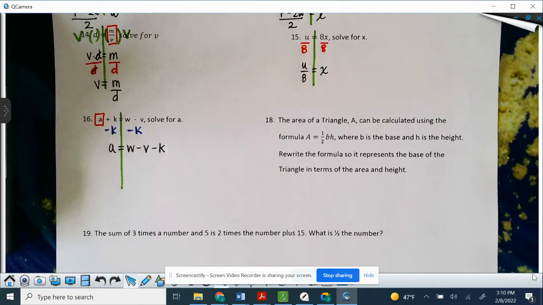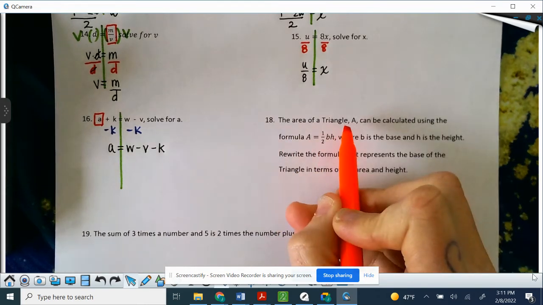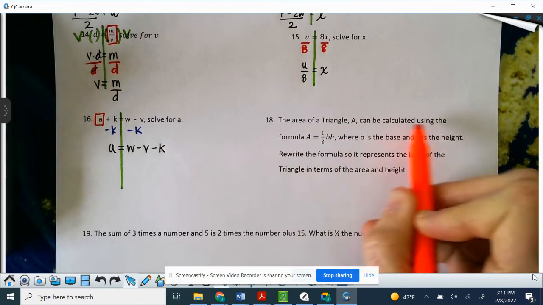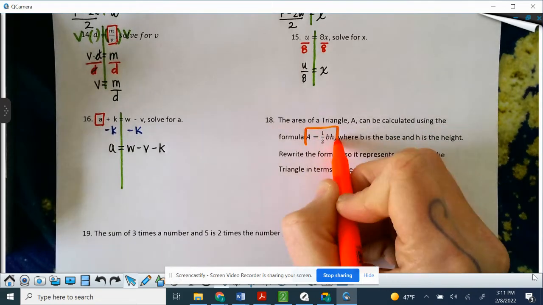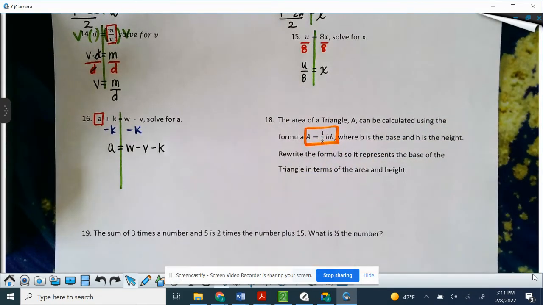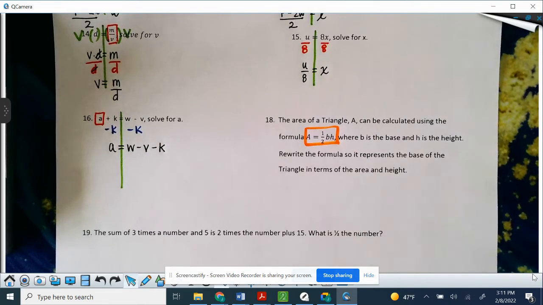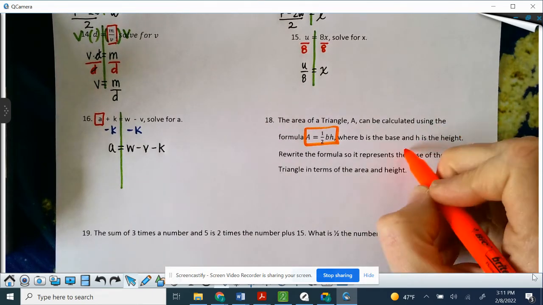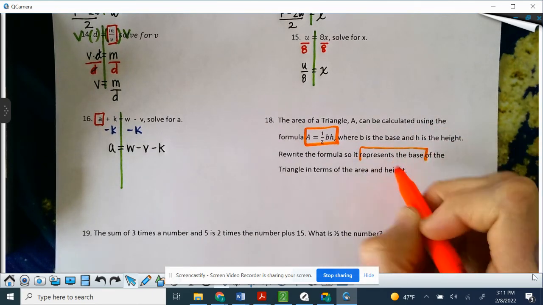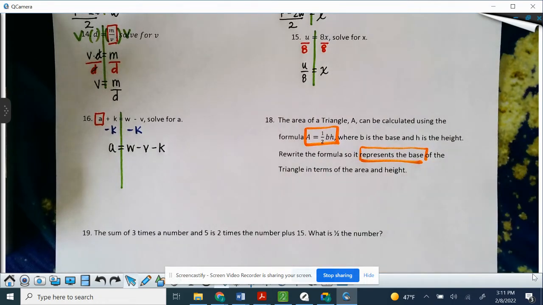So depending on how strong you are at reading, how easily distracted you are, if you're anything like me, I'm a huge fan of highlighters to keep yourself straight. Write things down as much as possible. So the area of a triangle, that is definite fluff. A, fluff, can be calculated by using the formula, not fluff. Formula is not fluff. B is the base and H is the height. In this case, a little bit of fluffy. Rewrite the formula so it represents the base, not fluff. So represents the base. That means we want it to be B equals of a triangle in terms of the area and height.